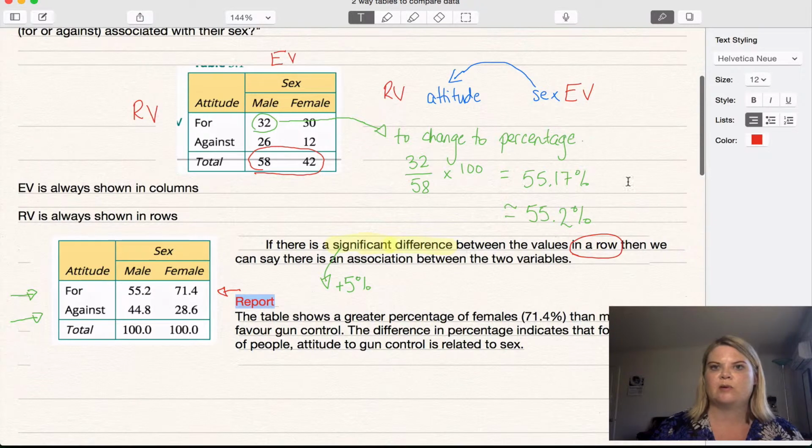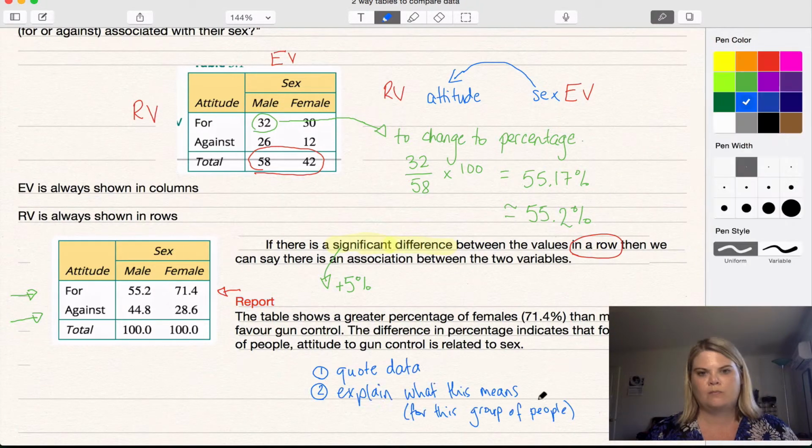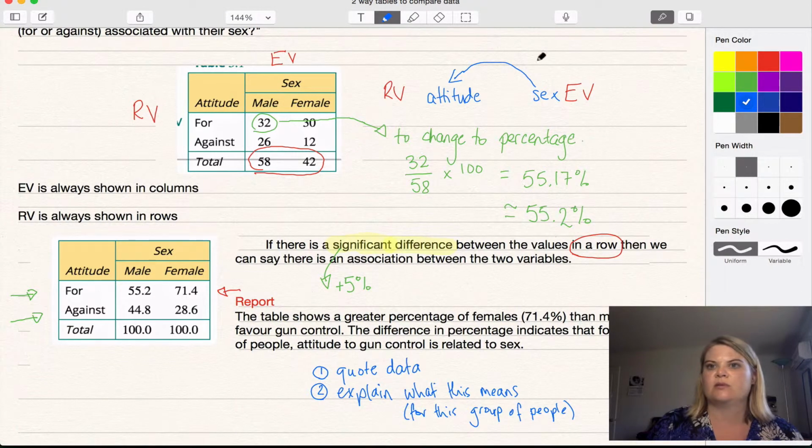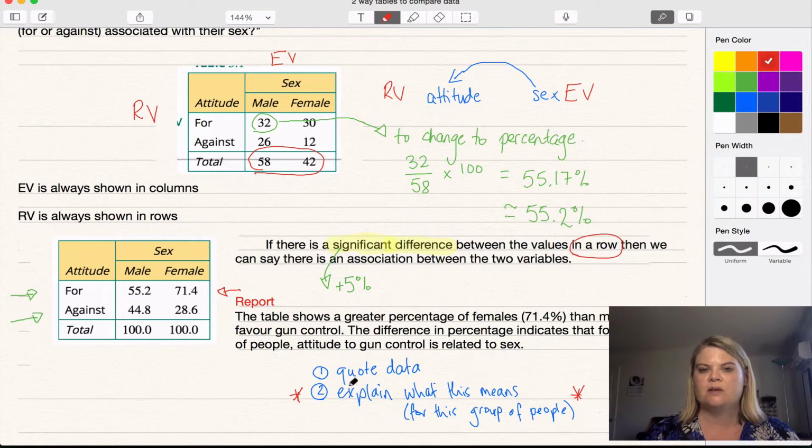What you're doing with your report is, the first thing you need to do is quote the data that you found is significant, and we put it into a sentence. Greater percentage of females than males favour gun control. The second sentence is the really important sentence because this is the one where you're going to get all your marks, and that is explain what this means. It's one thing to just say this is what the data says, but you need to be able to interpret it and explain exactly what the data means.